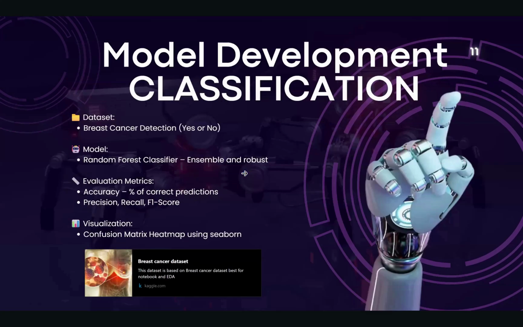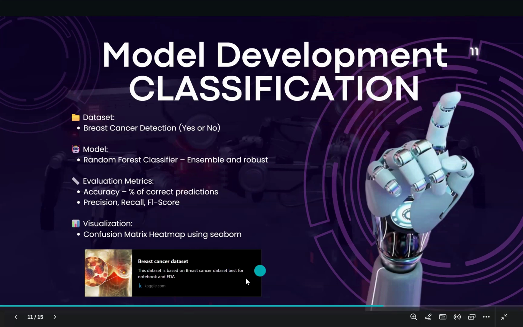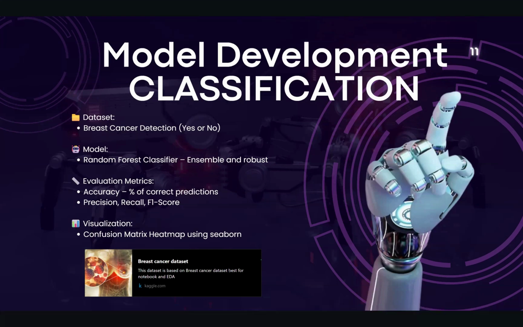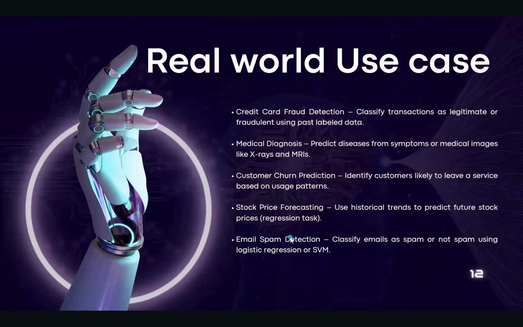So next we will be seeing classification. The dataset which we are going to use is for detecting breast cancer. The model we'll be using is the random forest classifier, which is an ensembling model, comparatively more advanced than linear regression. The evaluation metrics we will be using are accuracy, precision, recall, and F1 score. We will also be visualizing using a heat map with Seaborn. We also have the confusion matrix, and I will be explaining how to read it. The dataset is available on Kaggle itself, and I have given the link in the PPT, which will be shared.